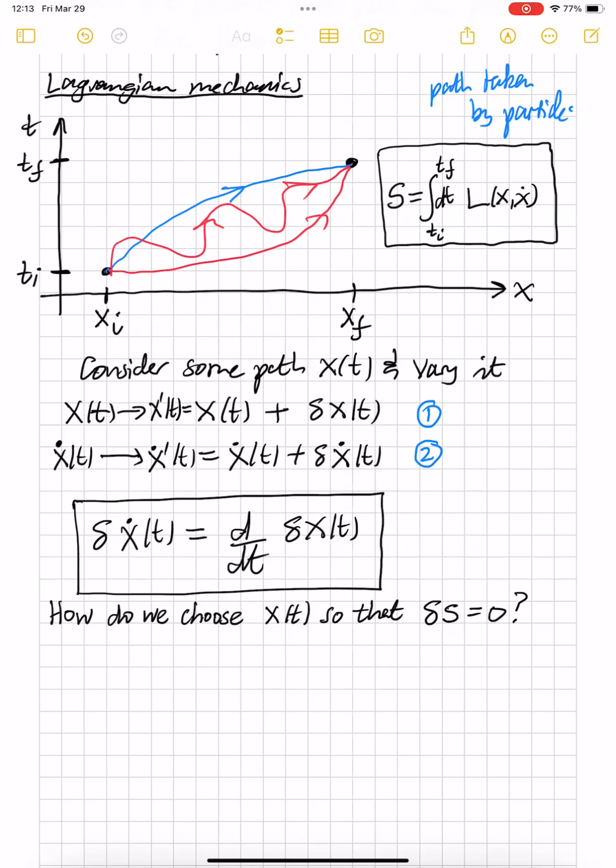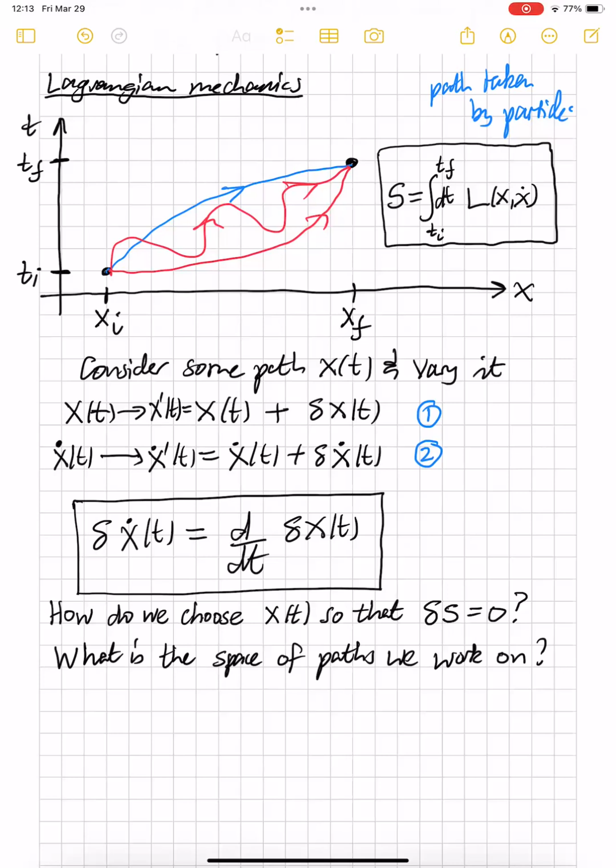So delta x dot is d by dt of delta x. So we're about to calculate the change in the action and set that equal to 0. But before we do that, let's just ask ourselves, what is the space of paths we work on? That's going to tell us about delta x, because we need to make sure that the path that we're considering is inside the space of paths that we consider.